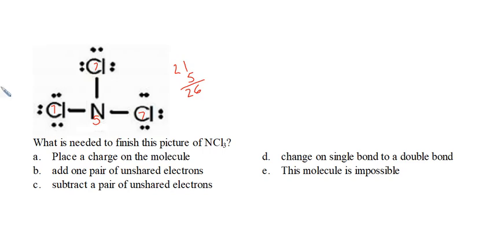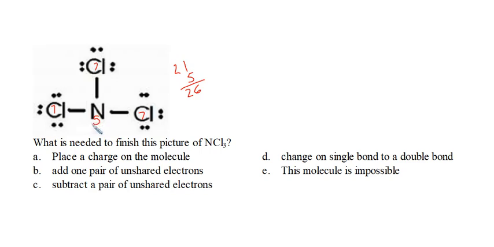Okay, so we'll check that again. 2, 4, 6, 8, 10, 12, 14, 16, 18, 22, 24. So I have enough valence electrons. But the nitrogen here only has 6 valence electrons. I'm going to need to bring in a couple of valence electrons, I would think.